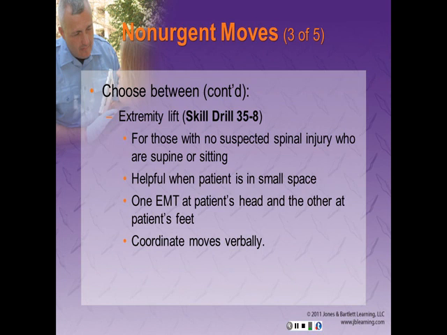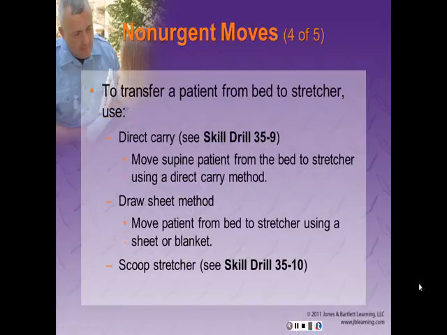The next move is an extremity lift that we can consider. We also use this for patients with no suspected extremity or spine injury who are supine or sitting. May be helpful when the patient is in a small place or space because it does not require EMTs to stand side by side. You have one EMT at the head, the other at the foot, and you coordinate your movements using direct verbal commands.